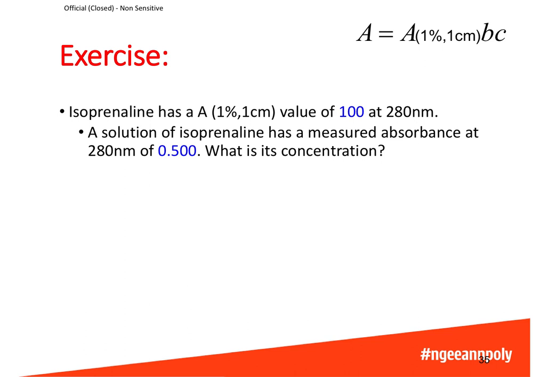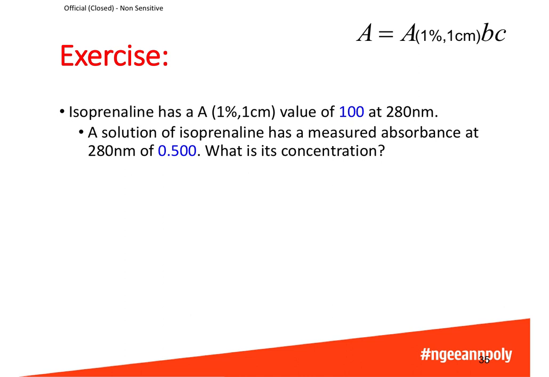Isoprenaline has a specific absorbance value of 100 at 280 nanometers. A solution of isoprenaline has a measured absorbance of 0.500 at the same wavelength. What is its concentration? Press pause to try out the calculation on your own, then press play to see the answer.